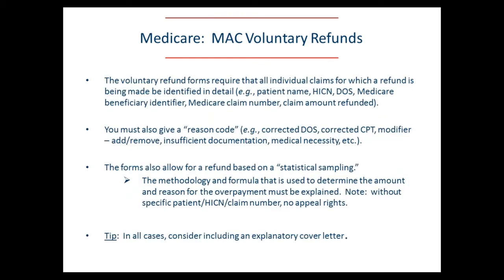Here are some tips. If you are considering the self-identified voluntary refund process to the contractor, when you take a look at the forms available on the website, you really need to gather all your claims information in terms of which claims you'll be refunding. They like to do a tick and tie. There are specific things that you'll want to have: patient name, the HICN, date of service, the Medicare beneficiary identifier, claim number, and the amount of the refund.